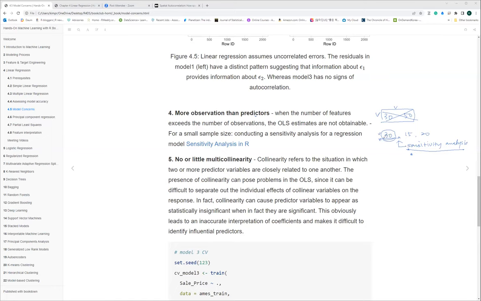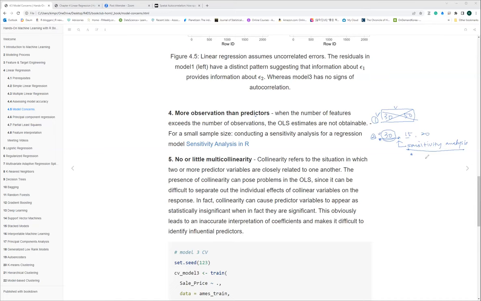So when we have a very small sample size with few predictors, like in this second case, it is feasible to run the model, but we also have to conduct a sensitivity analysis to see how changes in the sample size affect the regression coefficients. So that's the kind of thing.